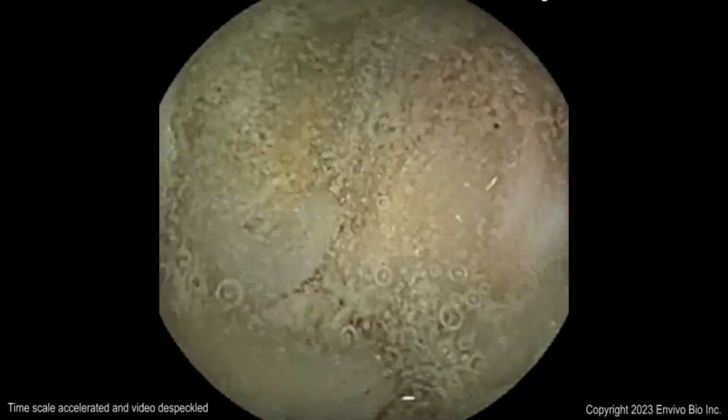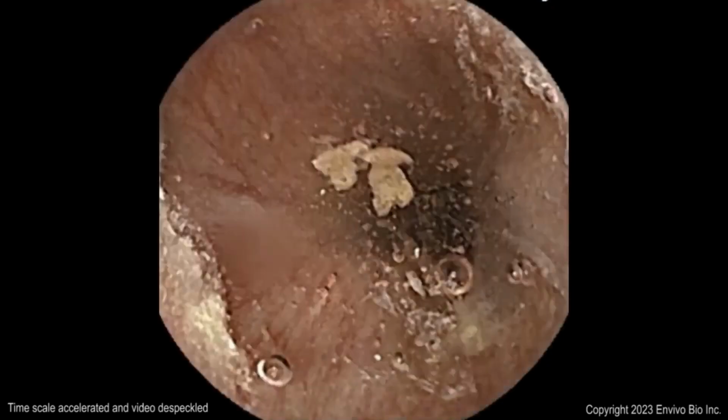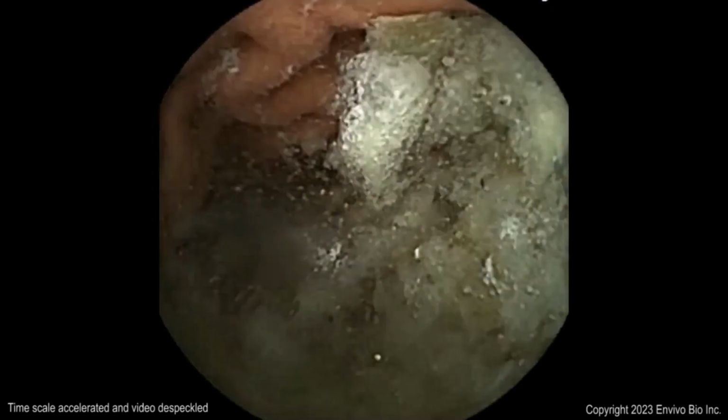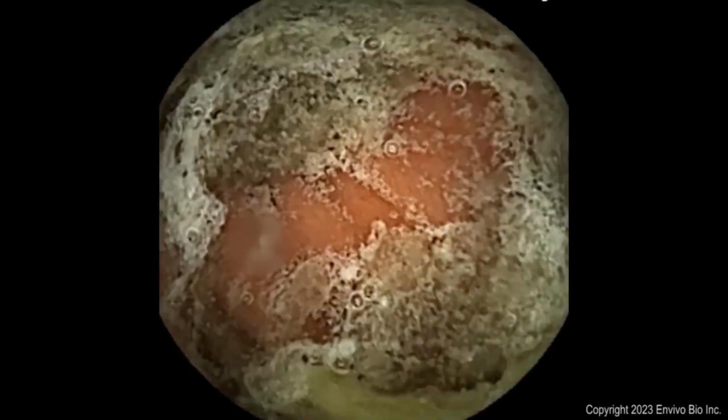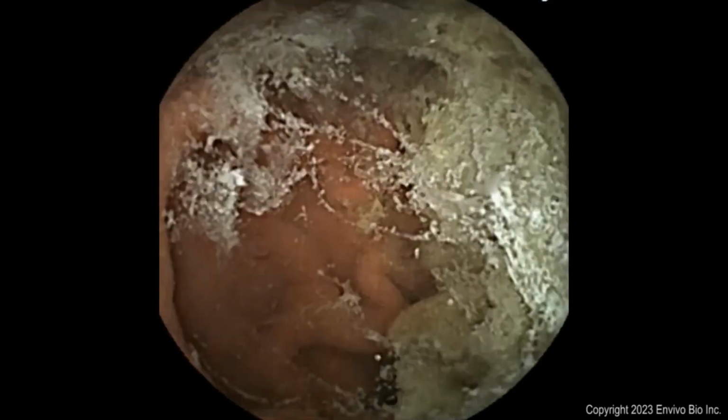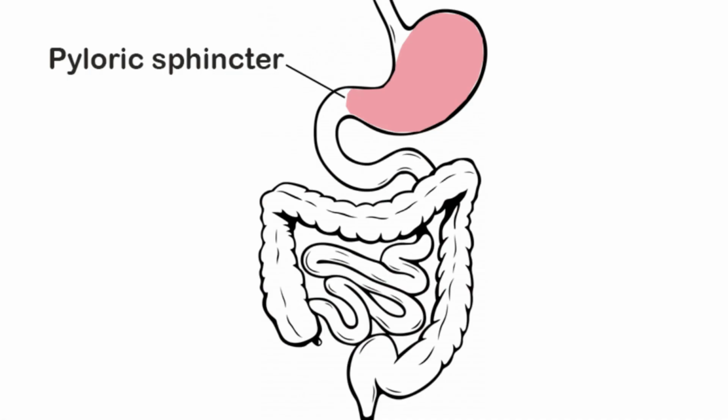The process starts with mechanical breakdown of the apple by the teeth. The apple is swallowed and moves from the esophagus into the stomach. In the stomach, hydrochloric acid and pepsin start to break down the proteins in the food.